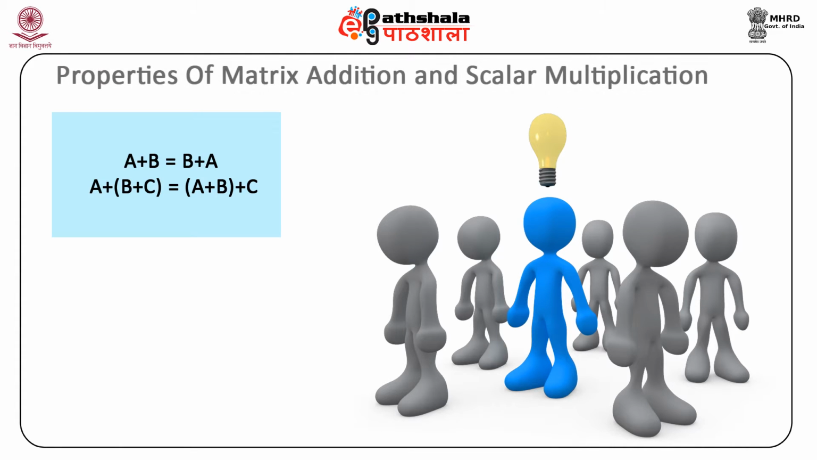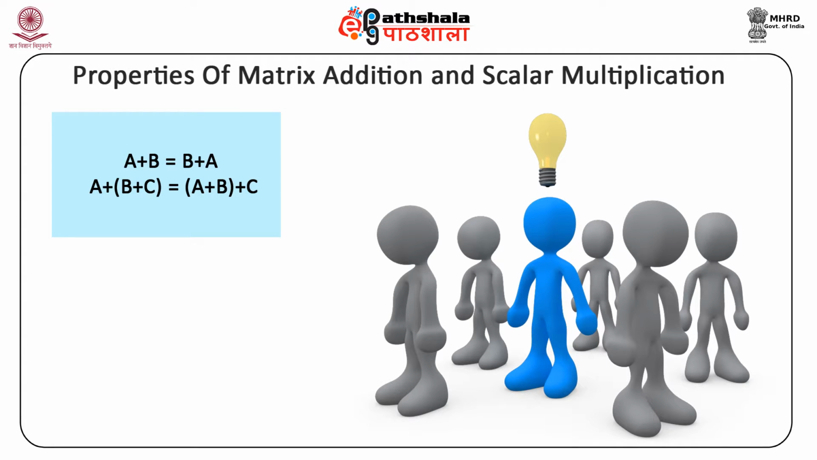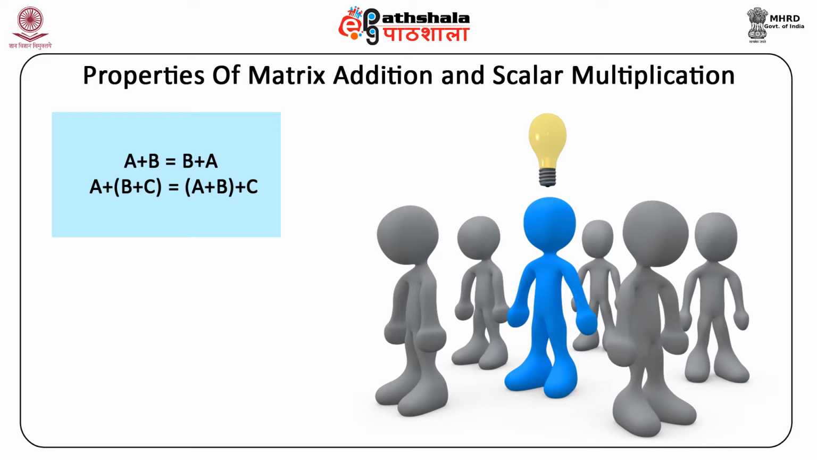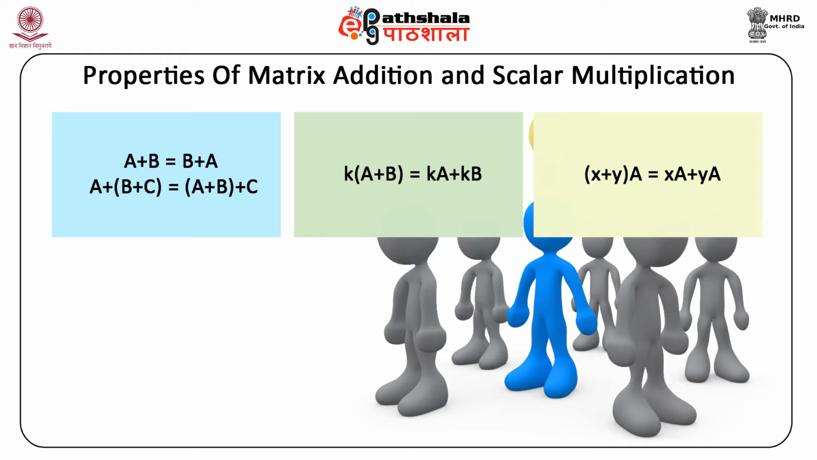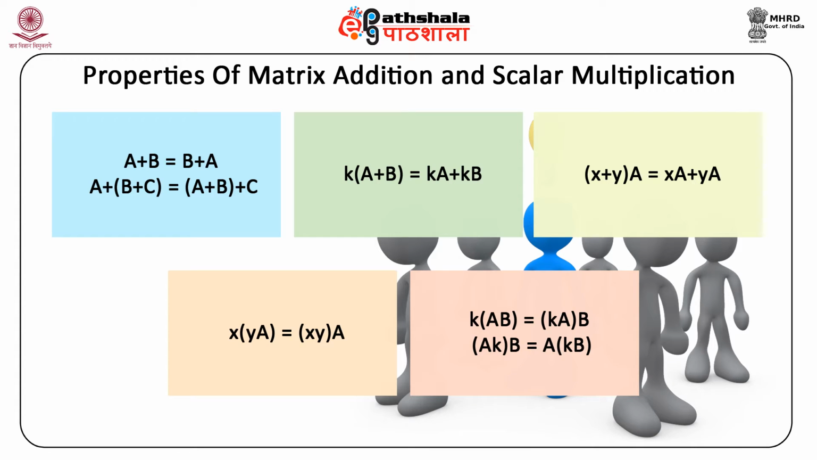A plus B is equal to B plus A. A plus (B plus C) is equal to (A plus B) plus C. k(A plus B) is equal to kA plus kB. (x plus y)A is equal to xA plus yA. x(yA) is equal to (xy)A. k(AB) is equal to (kA)B. A(kB) is equal to k(AB).